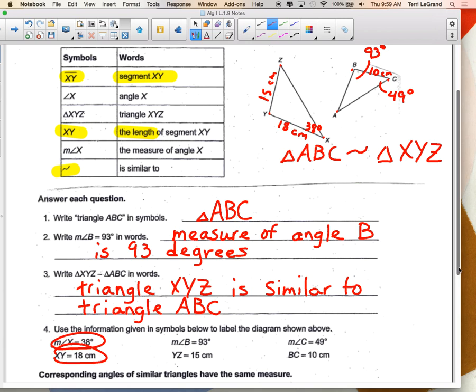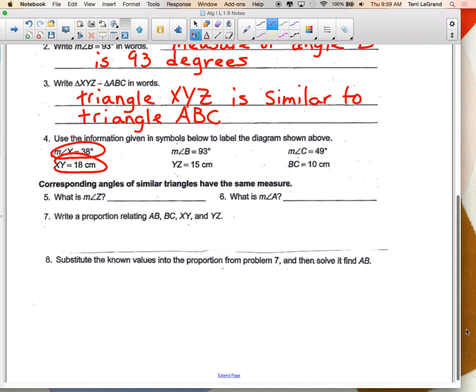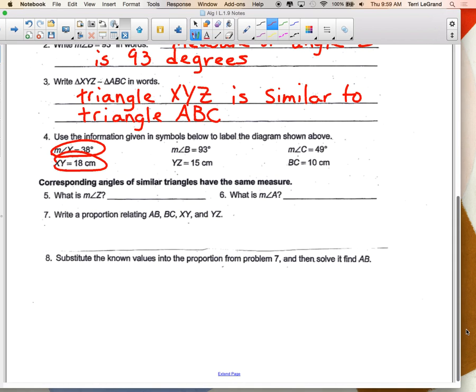Okay, so now once we have these 2 triangles that we say are similar to each other, we know this much about them. Let's see, with the given information that we have, can we supply some other information? So let's go down here and see. Corresponding angles of similar triangles have the same measure.